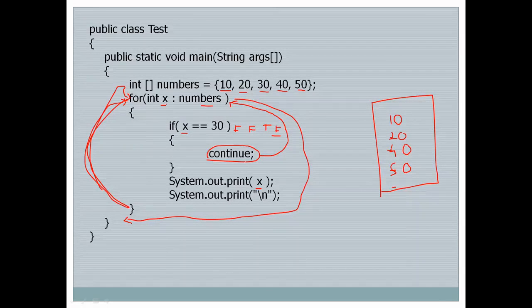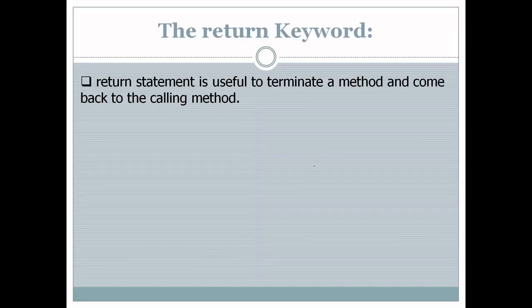Okay. The next type of statement is the return statement or the return keyword. We have used the return keyword inside the functions. So the return statement is useful to terminate a method and come back to the calling method. The return statement can be used to terminate a method and the control is transferred back to the calling method.